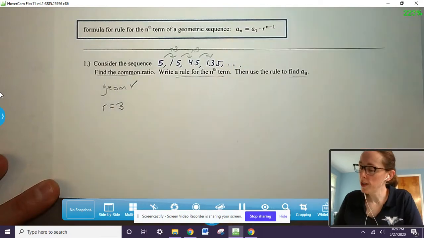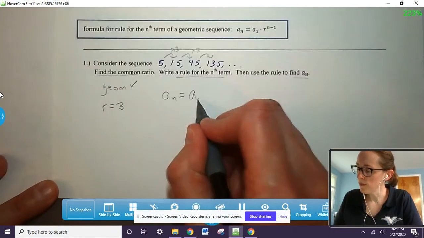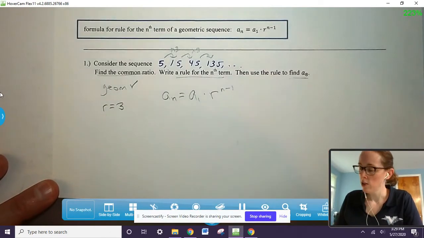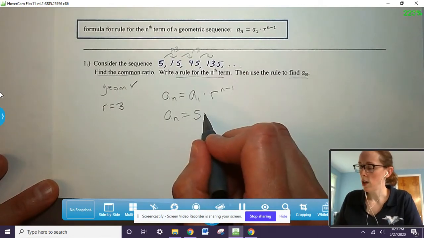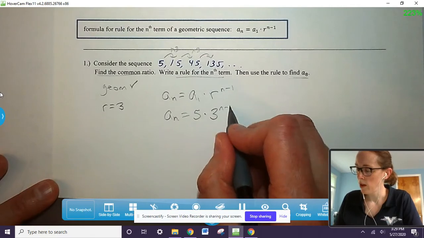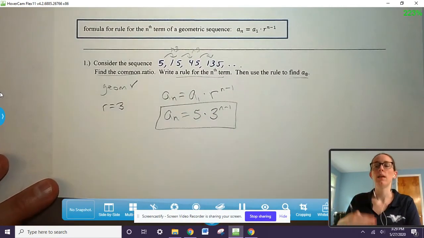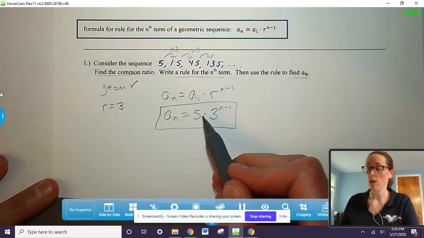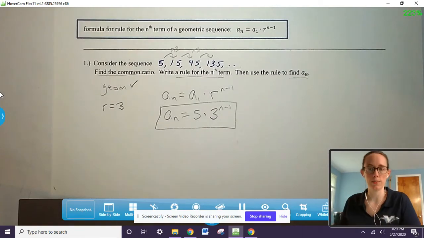Now for a rule for the nth term, the formula says it's the first term times the common ratio to the n minus 1. So the rule is going to be the first term, which is 5, times the common ratio, which is 3, to the n minus 1. You cannot make that 15. You'd be breaking PEMDAS. According to order of operations, exponents have to happen before multiplication. So this is 5 times whatever 3 to the n minus 1 is.